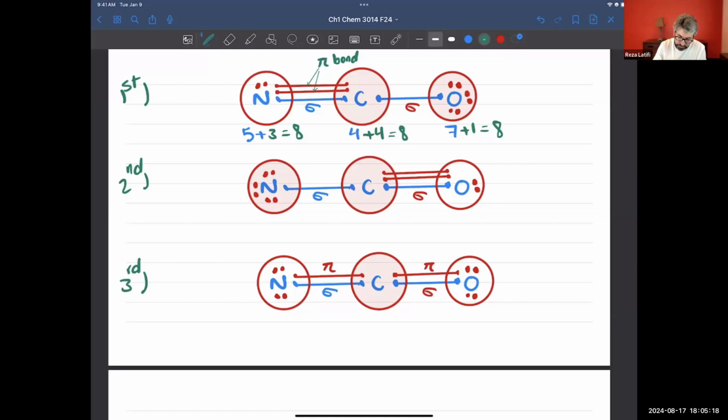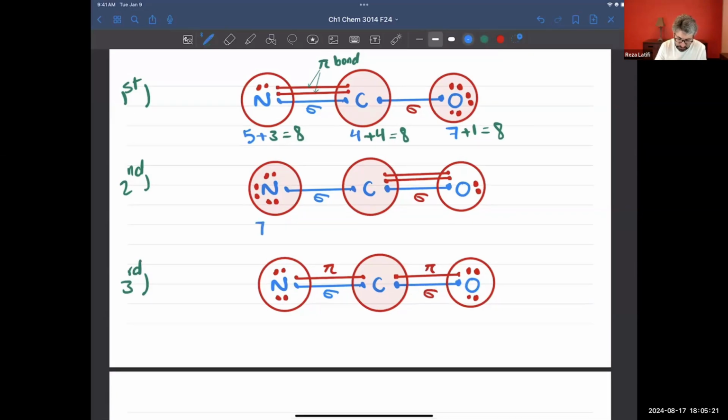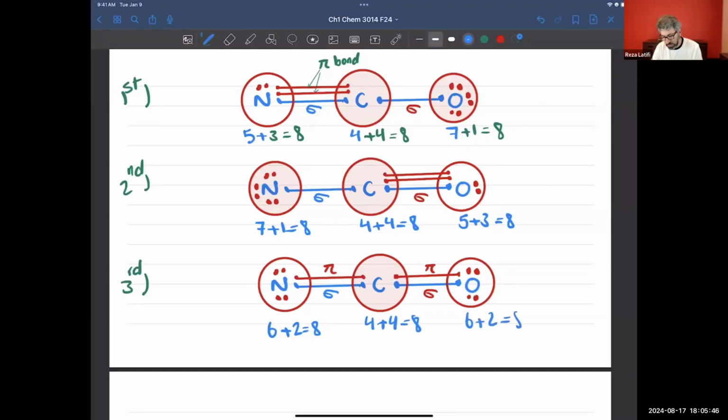Okay, so I go here. I have 7 plus 1, 8, 4 plus 4, 8, and 5 plus 3, 8. Okay, for nitrogen, I see 6 electrons, so I go 6 electrons. I made 2 bonds. It will be 8. Carbon, 4 plus 4, 8. And this oxygen, it will be 6 plus 2, 8. Okay, so all of them are octet.